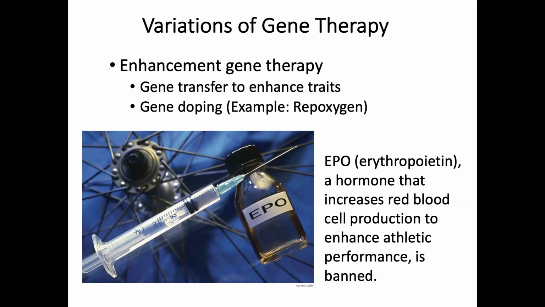Repoxygen was the trade name for a type of gene therapy to produce this EPO, okay? Repoxygen was originally developed for the treatment of anemia, but was never tested on humans. This product was banned in 2003. There was controversy over using gene therapy to transfer the gene for EPO, which would be undetectable if used, right? So it is not fair if any athlete is using this for competing in games.